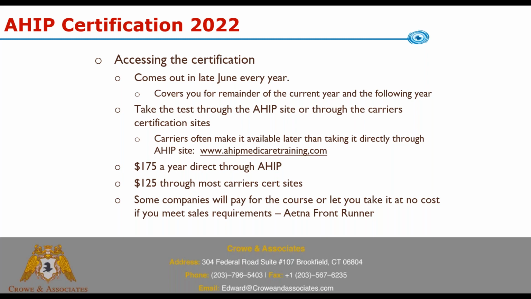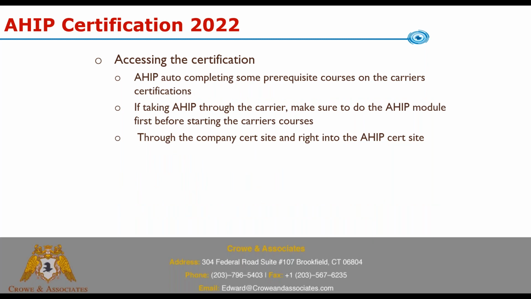There are some companies that will pay for the total cost of AHIP depending on how much business you've written during the year. Aetna is a prime example of that. I think last year was 20 cases. I forget how many it's going to be this year, but you already would have been notified. But if you wrote enough Aetna cases, you get front runner, and then you pay nothing for AHIP. So you take it through Aetna's certification portal, and if you're a front runner because you wrote enough cases with them, you wouldn't be charged for AHIP.